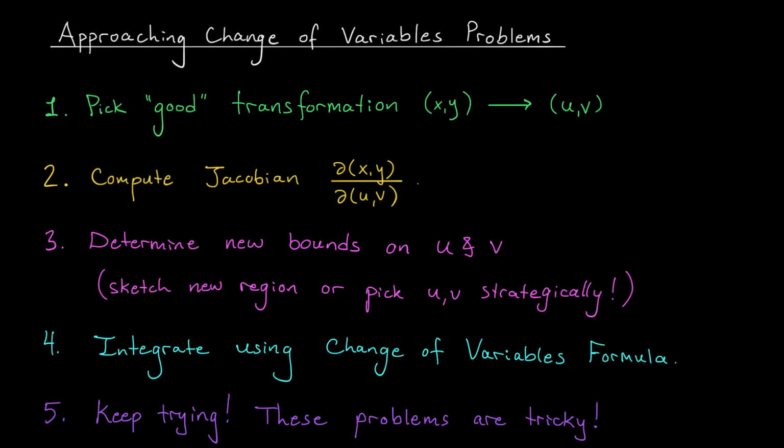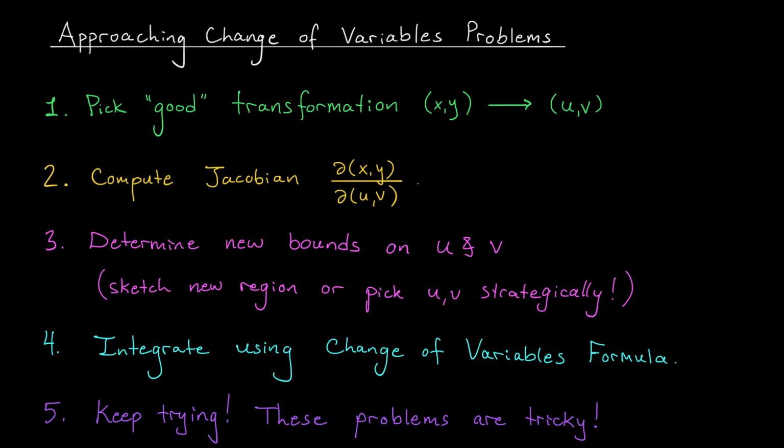Here are a few quick tips to keep in mind when approaching change of variables problems. First, the problem is likely asking you to evaluate some kind of an integral, and it wants you to transform your x's and y's into u's and v's. So the first step would be to pick a good transformation. The word good here could mean lots of different things. Maybe the transformation really simplifies your domain. It could be that it turns it into a rectangle. Or maybe your transformation really simplifies your function. When we start solving some examples, you'll see how such transformations can be picked.